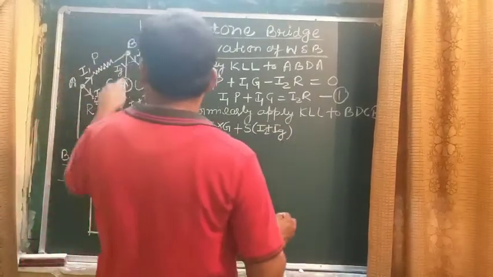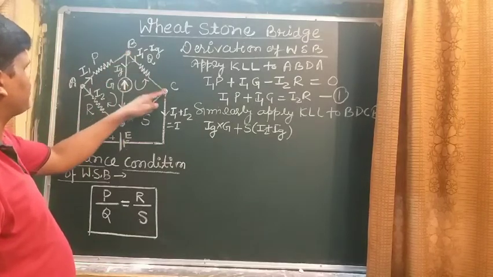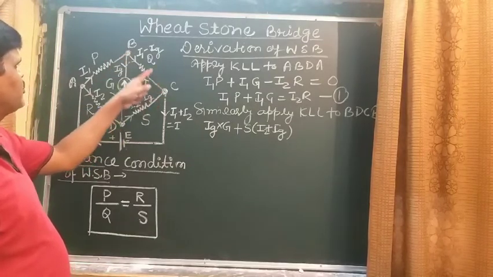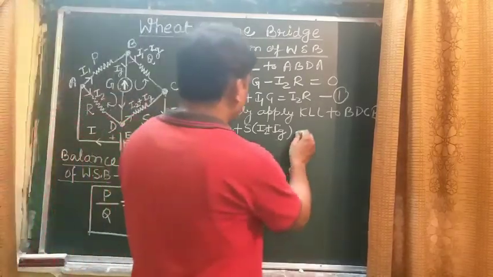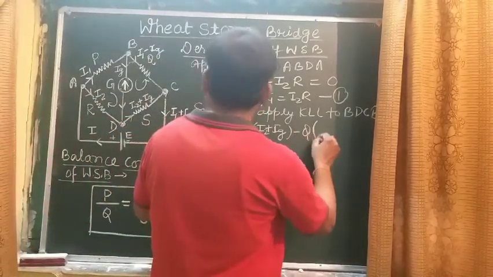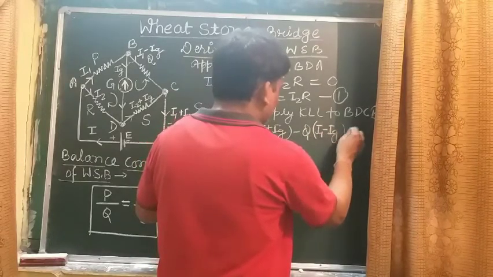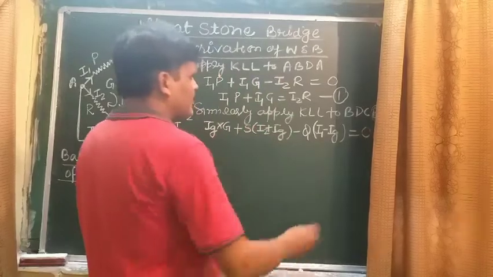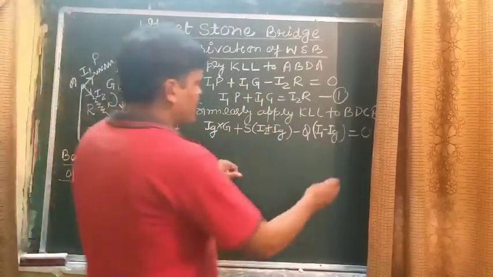And here the path was from B, D, C, B, and the direction of the path and the direction of the current are opposite. So the product of resistance and current is negative. So here it is minus Q(I1 minus Ig). There are no cells, so it will be 0. And this is the equation.